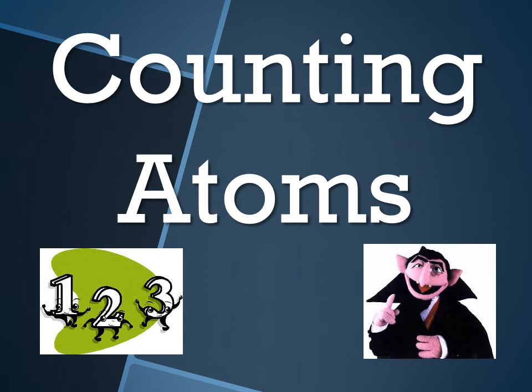We're going to start chapter 20, and in this chapter it's all about chemical bonding. So the first thing we need to do is make sure when we look at a formula, we're able to count how many atoms there are of each element.